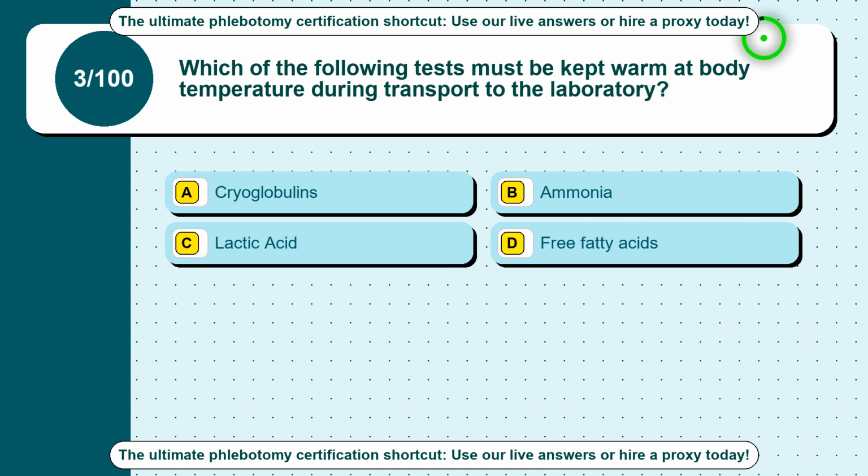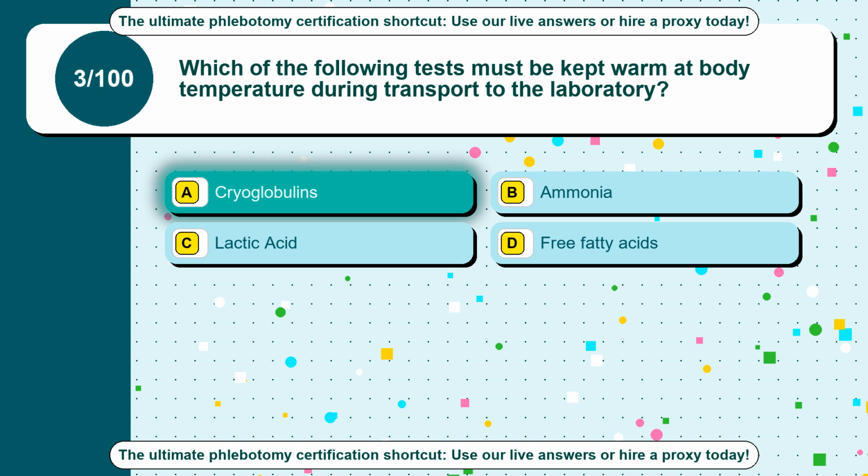Question 3. Which of the following tests must be kept warm at body temperature during transport to the laboratory? Option A, cryoglobulins. Option B, ammonia. Option C, lactic acid. Option D, free fatty acids. The correct answer is option A, cryoglobulins.